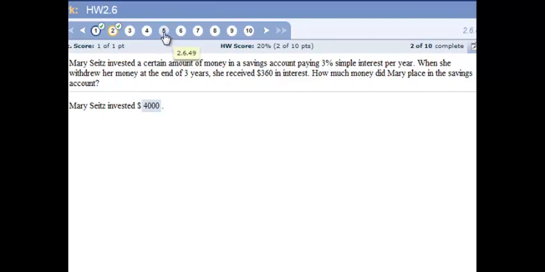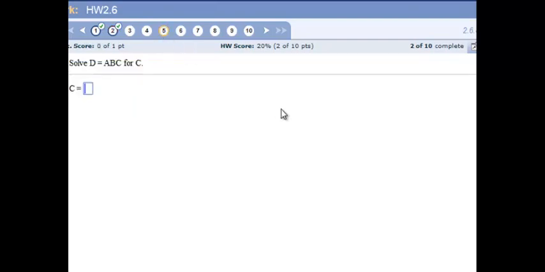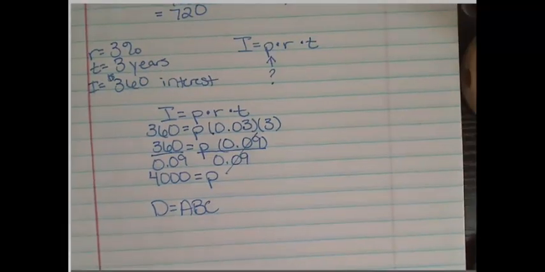Okay, another type of problem you're going to have is this, where it's not really a word problem at all. It's just asking you to solve for something. So it says D equals ABC, and it says solve for C. So let me write that down, D equals ABC. Okay, so we have D equals ABC, and we need to know what C equals.